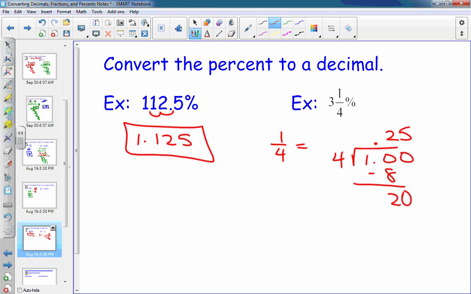I'm assuming many of you already know that, okay? But I want to make sure that you're with me. So this is actually going to be 3.25%. So how do I change that into a decimal?